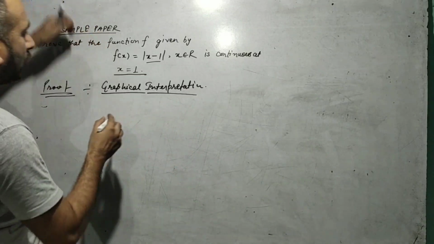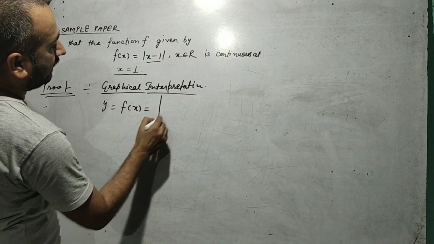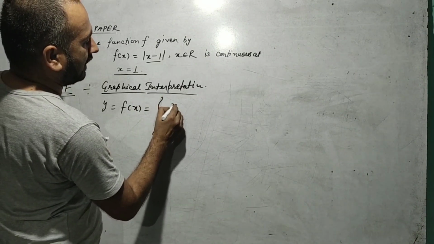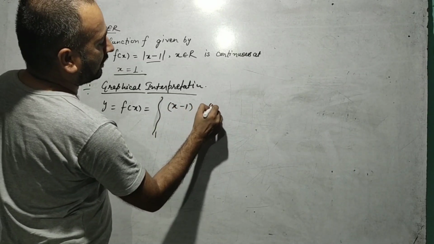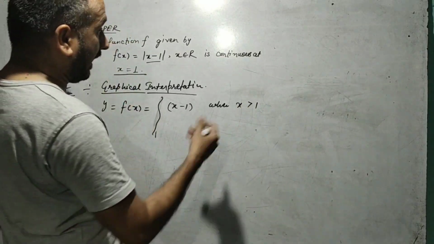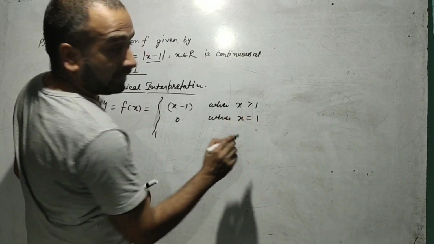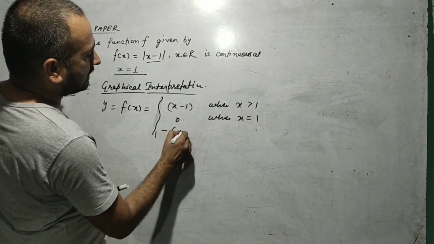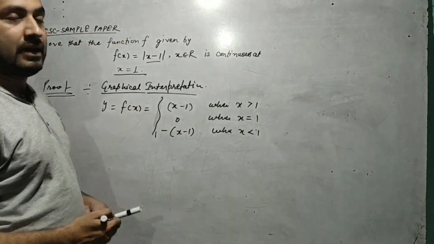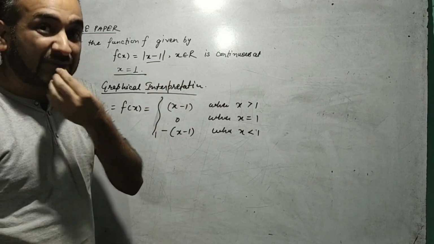Listen students, I told you, y equals f(x) equals positive x minus 1 when x is greater than 1, okay, and it's 0 when x is equal to 1, okay, and it's minus of (x minus 1) when x is less than 1, okay. I have defined this function by breaking it with the help of the definition of the modulus function.